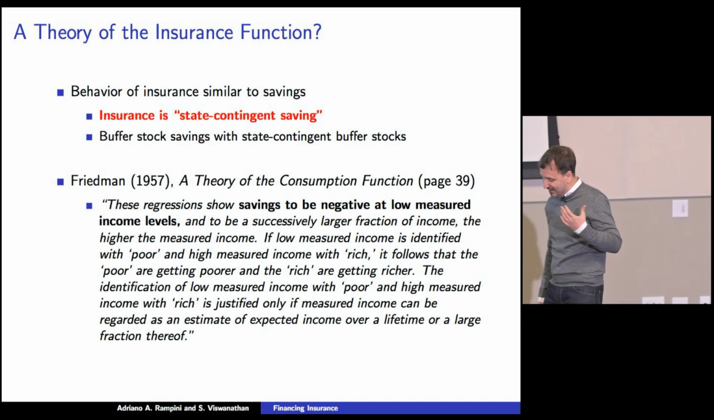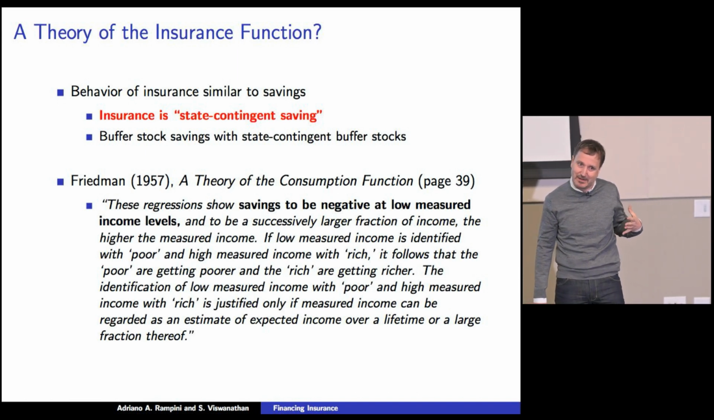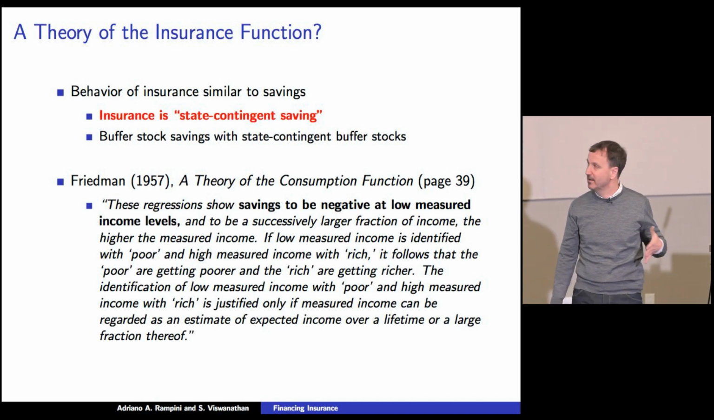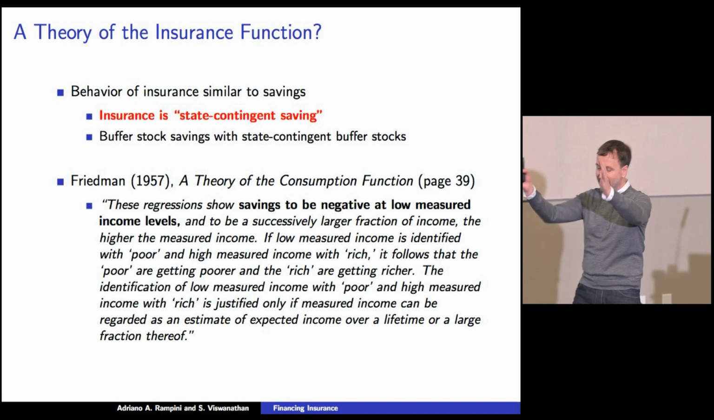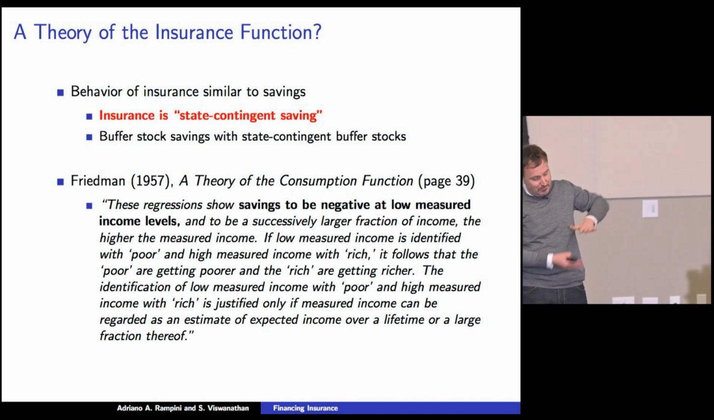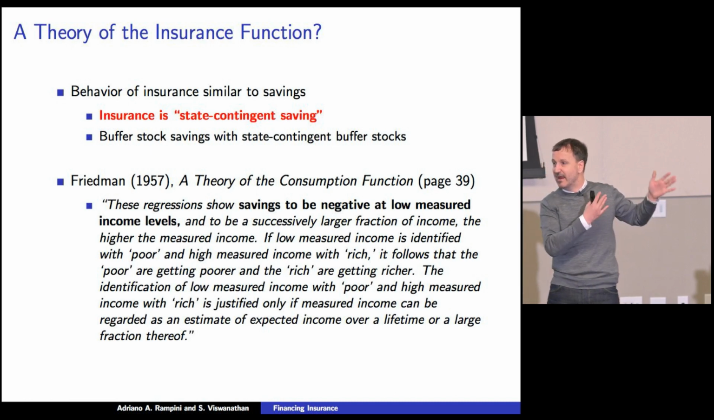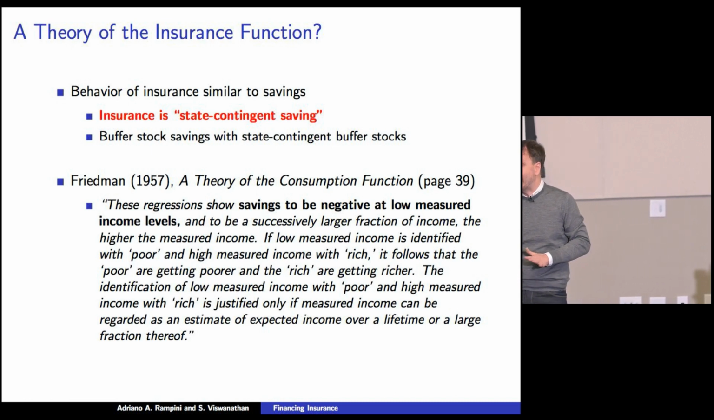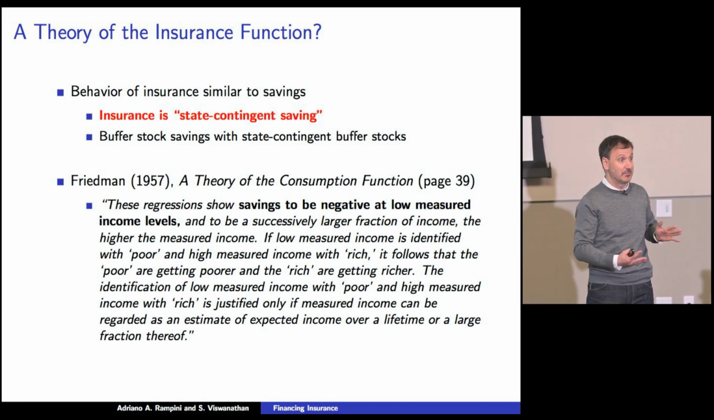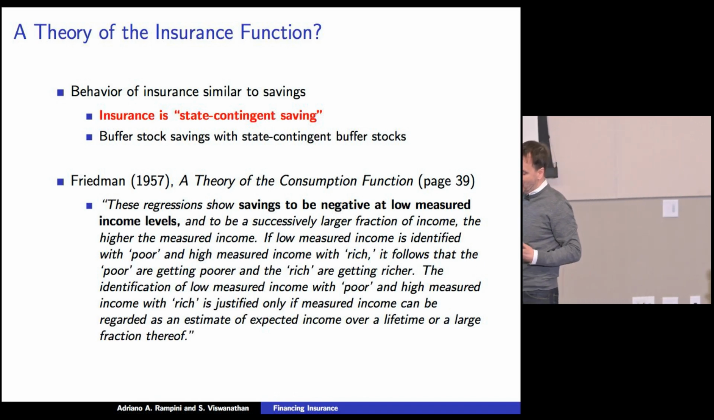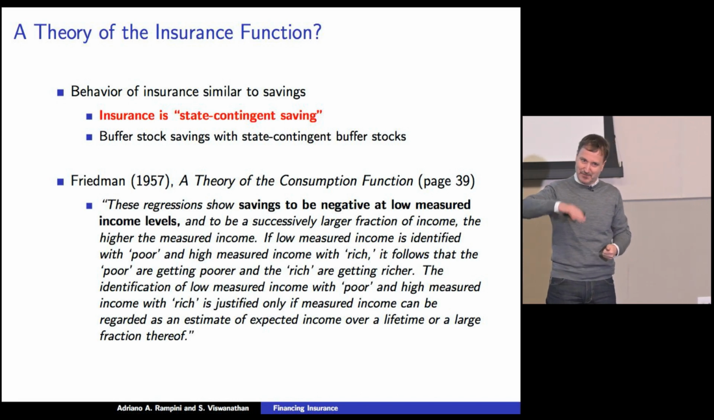So it's a little bit like a buffer stock. The model behaves very similarly to the standard incomplete markets model with buffer stock savings. Friedman actually was saying, well, some people say the people of high income save, and the people with low income dissave. And so some people say this means the rich get richer and the poor get poorer, and Friedman says that's not the right way to think about it. The way to think about this is just in a buffer stock way.